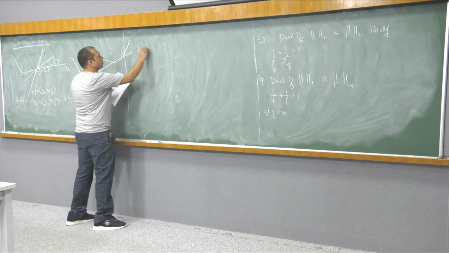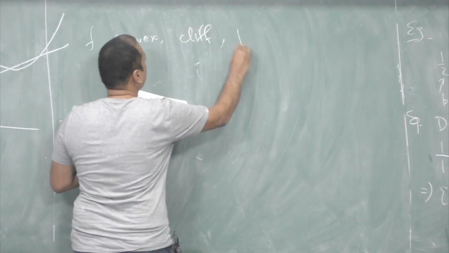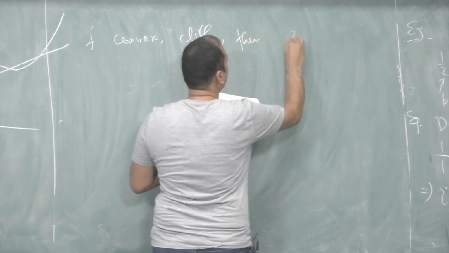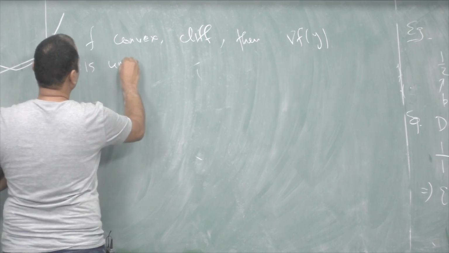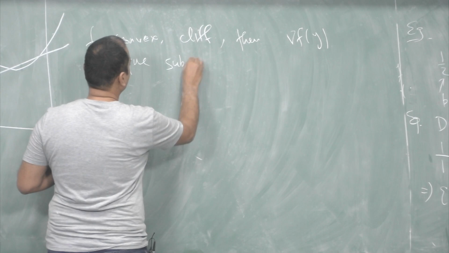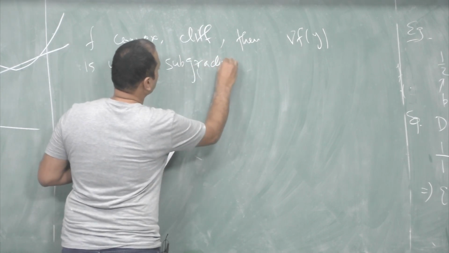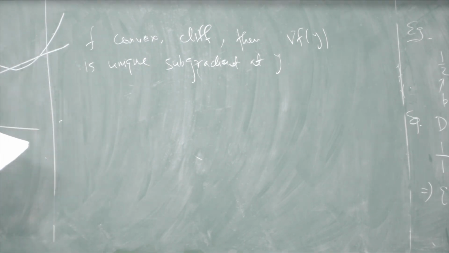So if f is convex and differentiable, then grad f(y) is unique. Now, since subgradient is a generic term, I can call grad f also a subgradient. It's just that in this case it's the only one, so it's a unique subgradient at the point y.